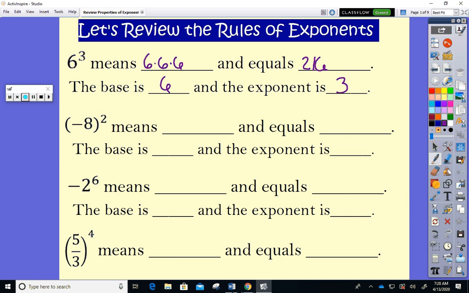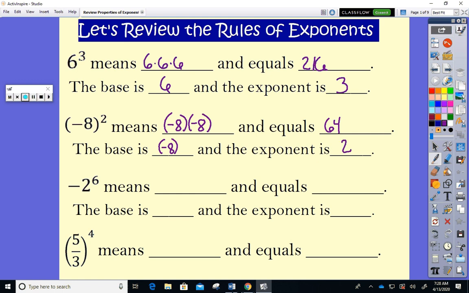Negative 8 in parentheses squared means negative 8 times negative 8. And as you know, a negative times a negative turns out to be positive. So the base in this case is negative 8. You don't have to put the parentheses around it, but I want to emphasize that they're there. And the exponent is 2.